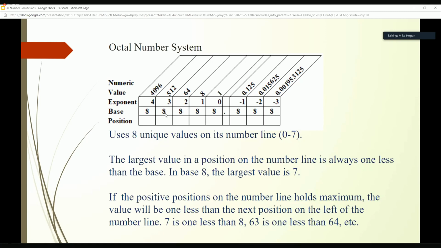8 squared is 64, 8 cubed is 512, 8 to the 4th is 4096. And so you can see that it adds up fairly quickly. Same thing holds true in terms of my largest character that I can have. Remember, in base 10, the largest value is 9, 0 to 9. Well, base 8, we're talking about 0 to 7, right? And so 7 in each one of these columns would be the largest number that I could have.